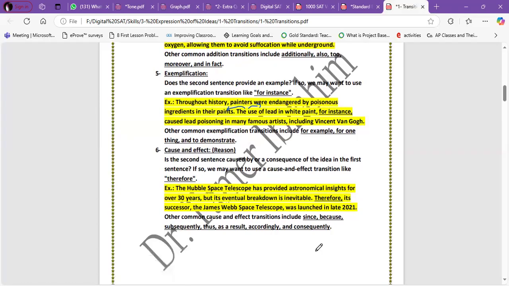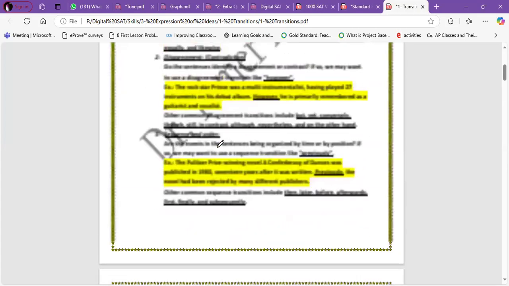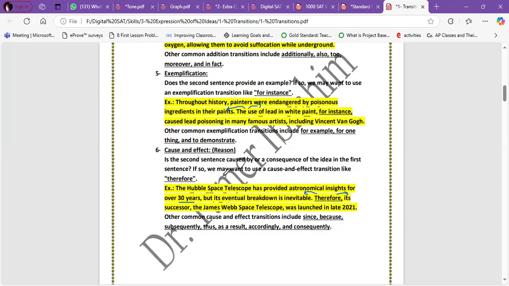The last one, cause and effect or reason. Like the word therefore. So one is going to be a cause or one is going to be an effect for the other. Here, we have two sentences also. We look at the sentence before and the sentence after to find the relationship. The Hubble Space Telescope has provided astronomical insights for over 30 years. Don't care. Look here, there is time. So maybe someone is going to say sequence. Take care of the relation.